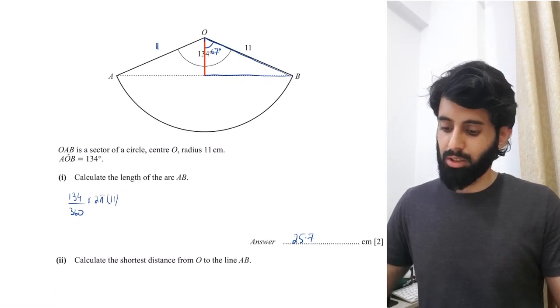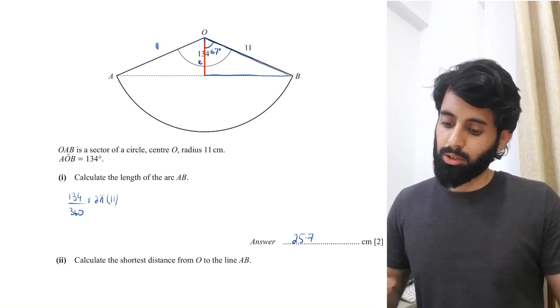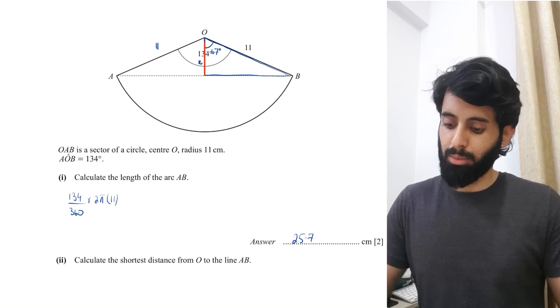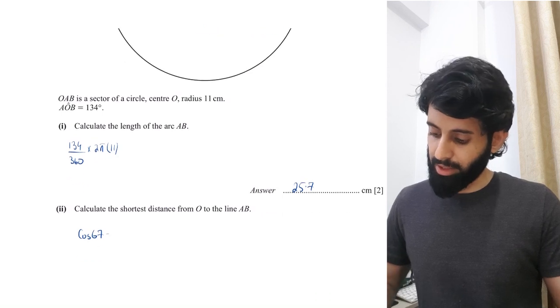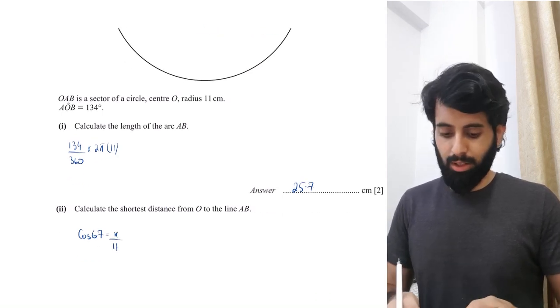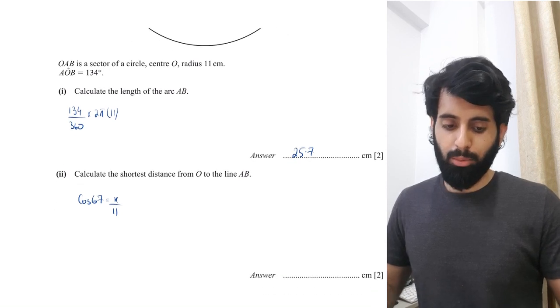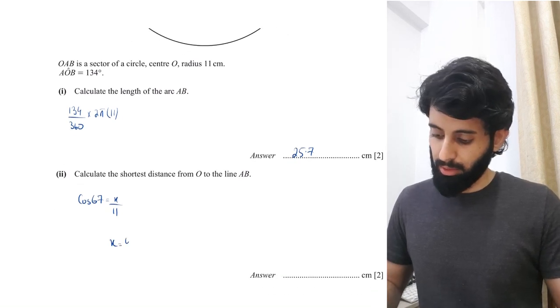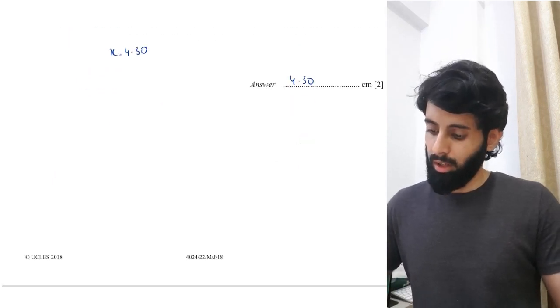Now what do I have to find? I have to find the shortest distance. That means I have to find this red line, so let's call this x. So I have to find the adjacent with the help of the hypotenuse. So I can use cos 67 is equal to adjacent upon 11. So let's work this out. Cos 67 times 11 gives 4.298, which you'll have to round off to 4.30. So there you go. That's your answer.